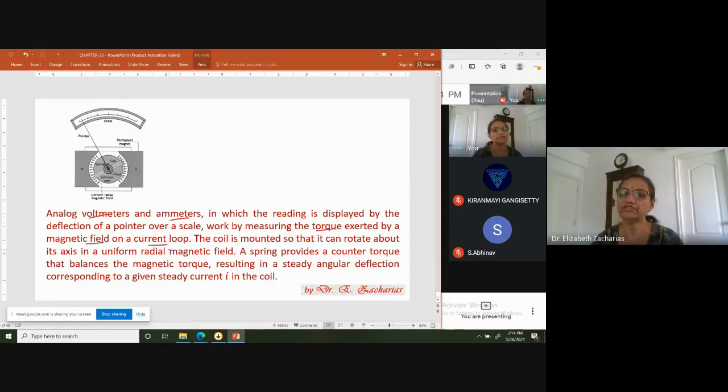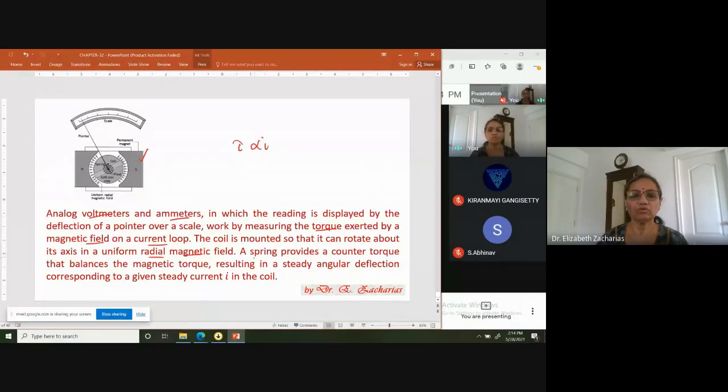Let's say you're interested in measuring a current. So there is a current loop through which a current is passing. You can see that torque is directly proportional to current. The larger the torque, the larger the deflection. So there is a coil mounted so that it can rotate about its axis in a uniform radial magnetic field. So this is your magnet.